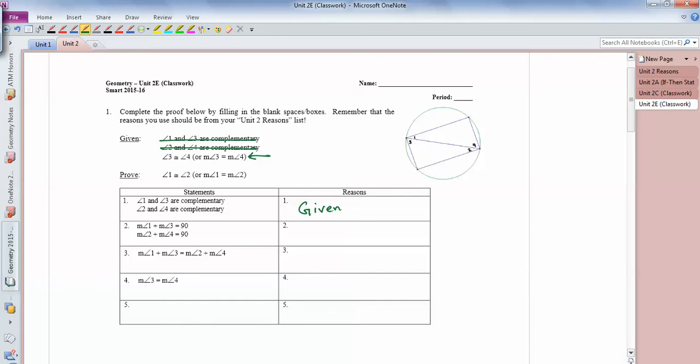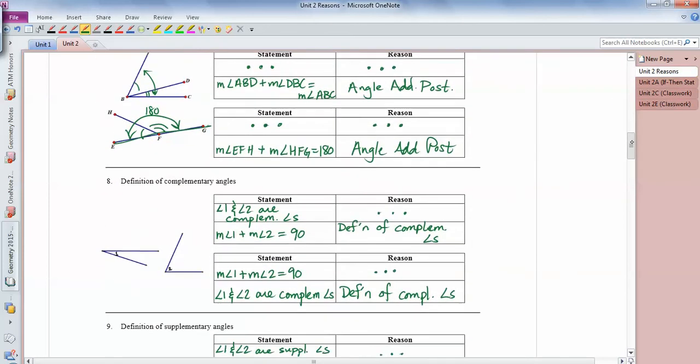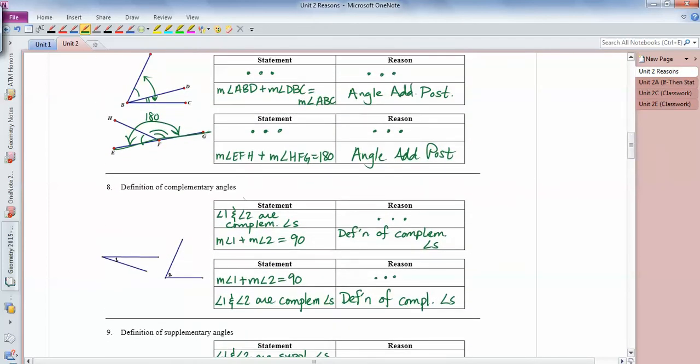All right. So if they're complementary, then the very next step you can say is that they have to add up to be 90, right? So right here it says 1 and 3 are complementary. That turns into this first step right there. 1 and 3 add up to 90. And if you go back and look at your reasons, notice I started with, here's a pair of complementary angles for whatever reason. In this case, it was given. So they add up to 90, right? Because of the definition of complementary angles.